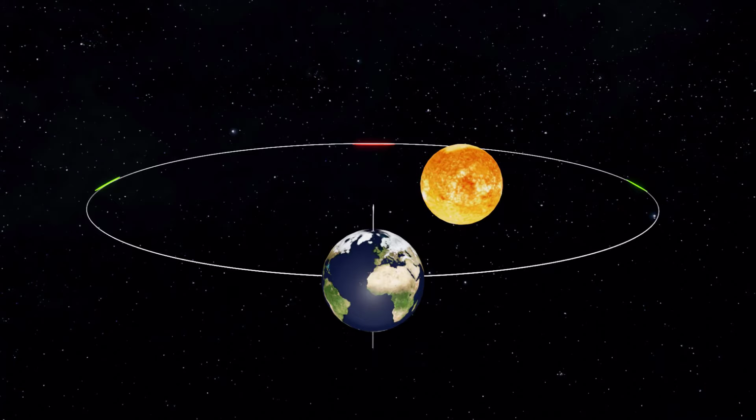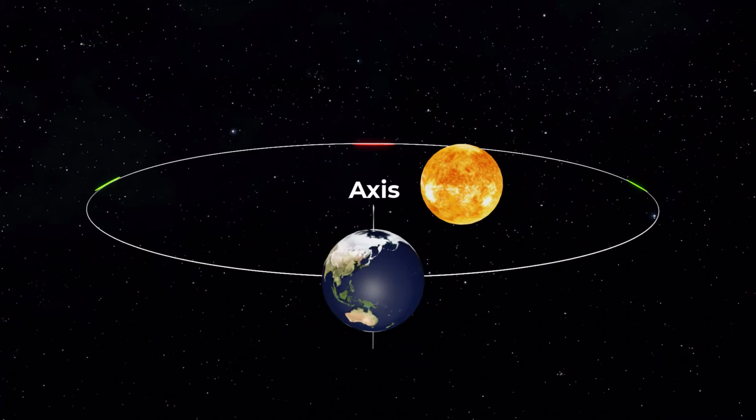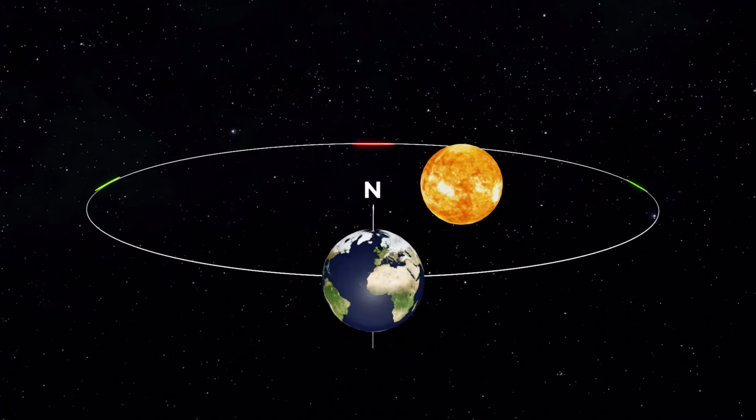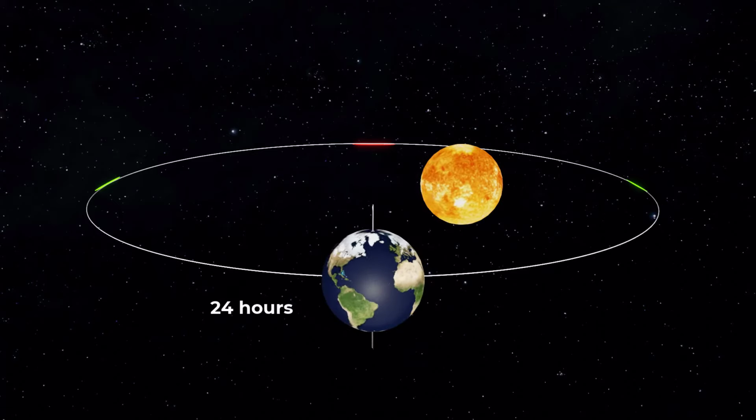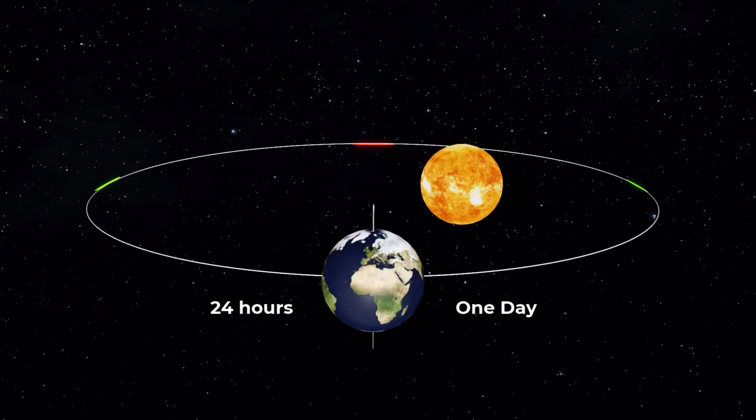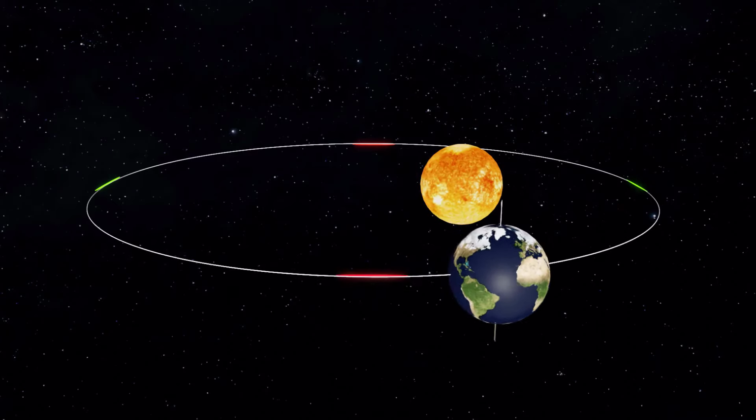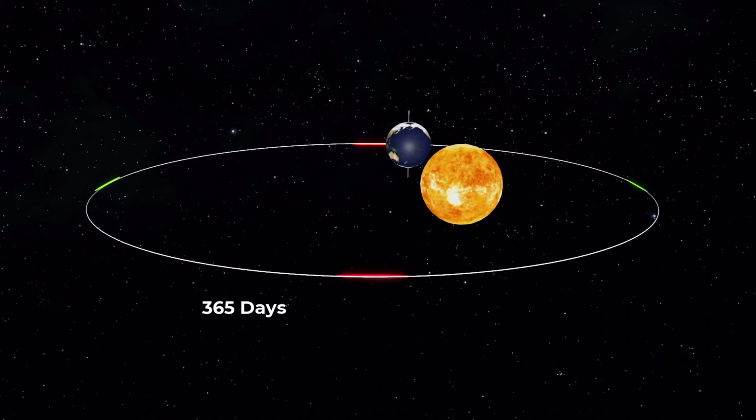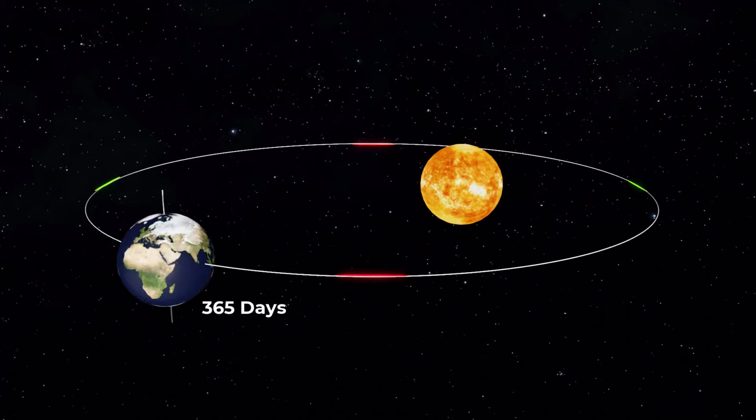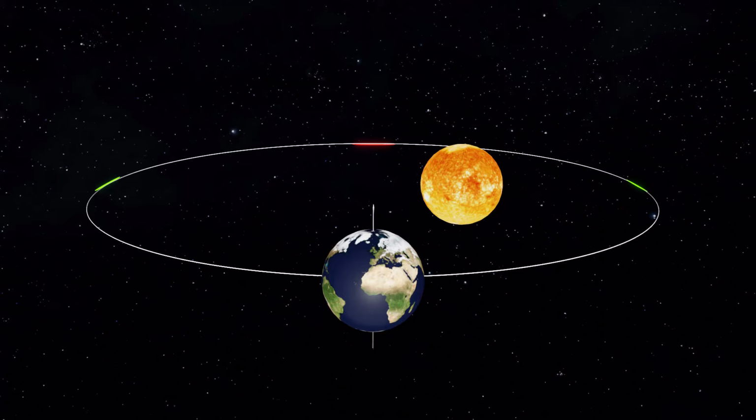The Earth rotates on an imaginary line called the axis, which runs through the north and south poles. This rotation takes 24 hours to complete, which we call one day. The Earth also orbits around the Sun, and this orbit takes 365 days, which we call 1 year.